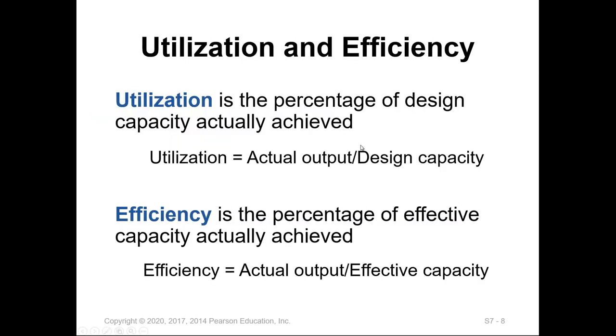Based on the definition of both design capacity and effective capacity, we can define and calculate utilization and efficiency of the machines in the factory. Utilization is the percent of design capacity achieved, which is equal to the actual output divided by the design capacity, while the efficiency is the percent of effective capacity achieved, which will be equal to the actual output divided by the effective capacity.